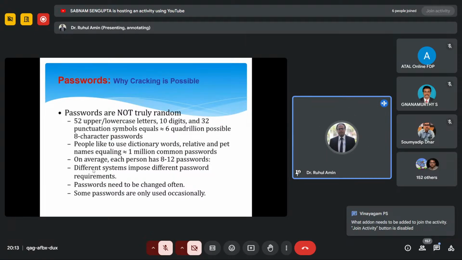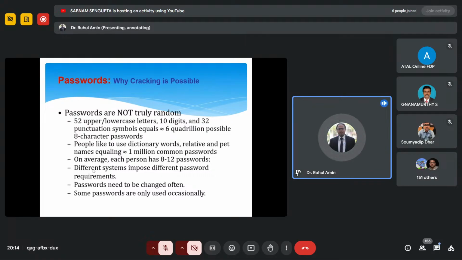But where security is required in the case of passwords, here you can see one sentence: passwords are not truly random. If I ask you whether passwords are random, the answer is no, it's not truly random, because in a password also some boundaries are there. In this boundary we have 52 upper and lower case letters, 10 digits, and 32 punctuation symbols. So you have to choose from these only.